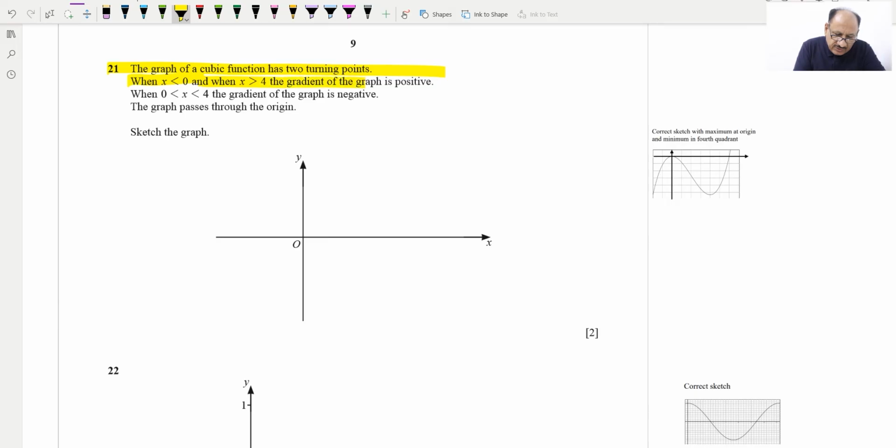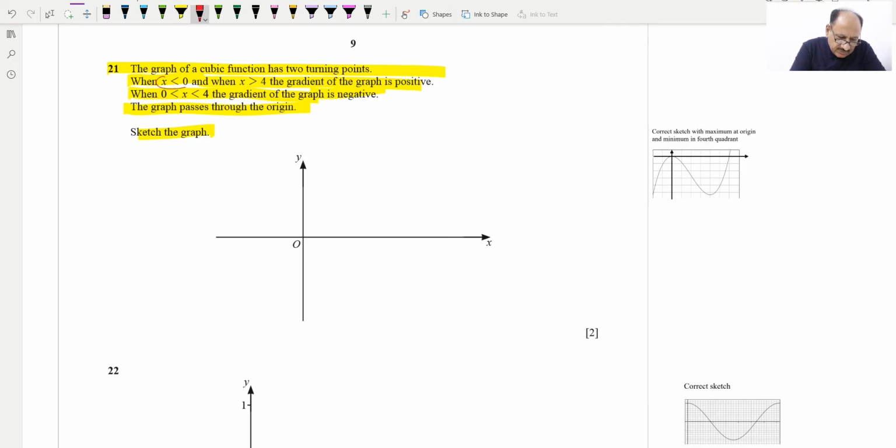When x is greater than 4, the gradient of the graph is positive. These are the instructions which we have to carefully understand. When x is greater than 0, less than 4, the gradient of the graph is negative. The graph passes through the origin. Sketch the graph. This grid is provided, but I have inserted this graph for your explanation. We'll be going through this graph in a while, and now we will be understanding these instructions.